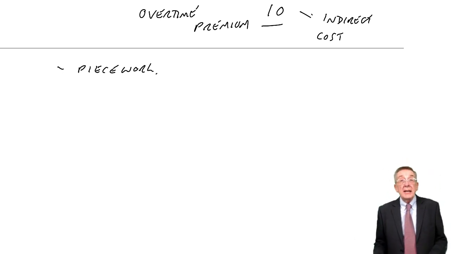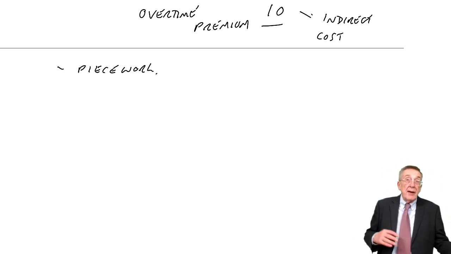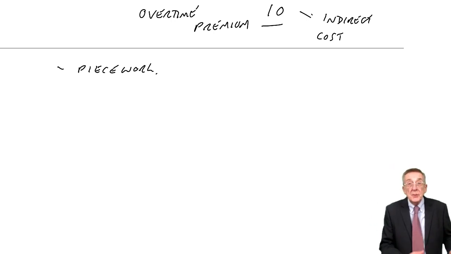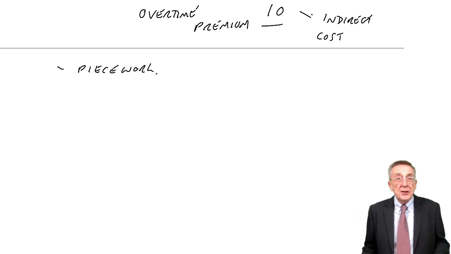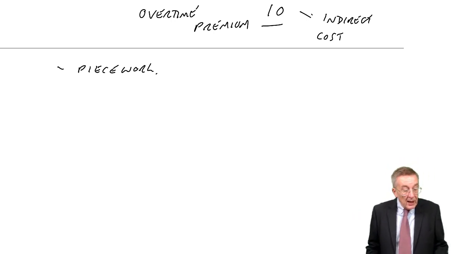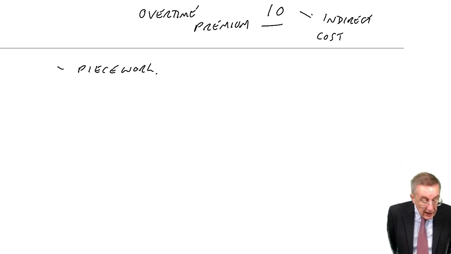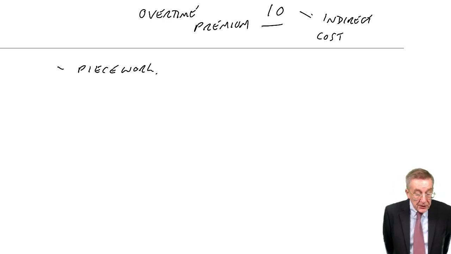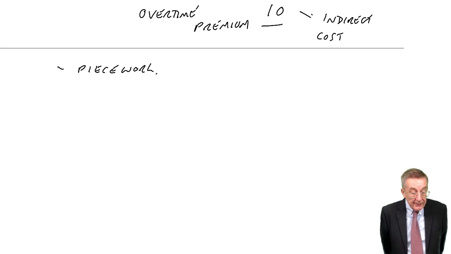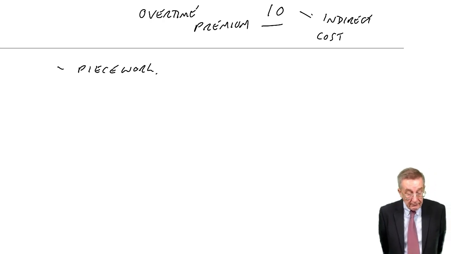Where instead of being paid an hourly rate, regardless of how much or how little they're producing, with piecework, they're paid on the basis of what they produce. So look at the example. For example, an employee is paid 20 cents for every unit produced with a guaranteed minimum of $7.50 a week.